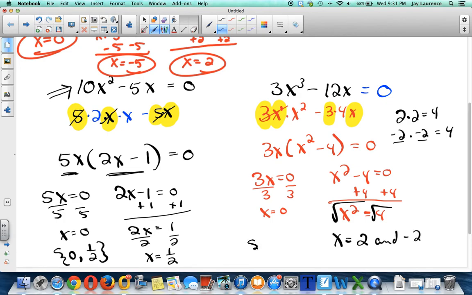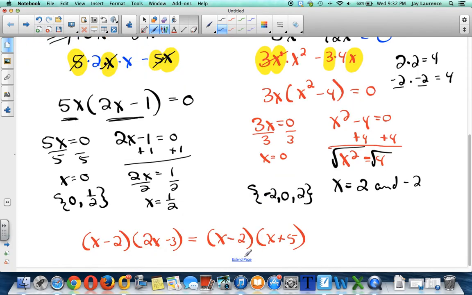So the solution set would be 0. Oh, hold on a second. Let me write them in order, ascending order. So the solution set will be negative 2, 0, and positive 2. And so there are 3 solutions. And look, it was cubic. So it's okay that there were 3 solutions.